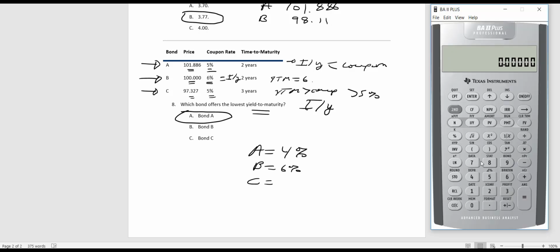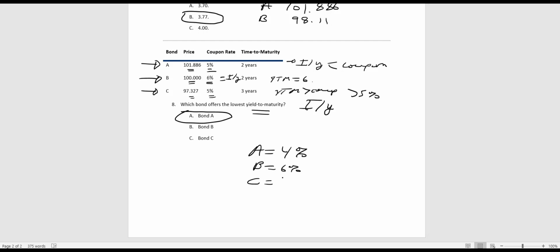And so for finally bond C, let's just bring it up. That's going to be a 3N, and the present value is 97.327. Going to make that a negative present value. The payment on this is a $5 coupon, 5% times the face, and 100 face value, future value, and we're going to compute the IY. It's also 6%, so we know that bond A has the lowest yield to maturity.